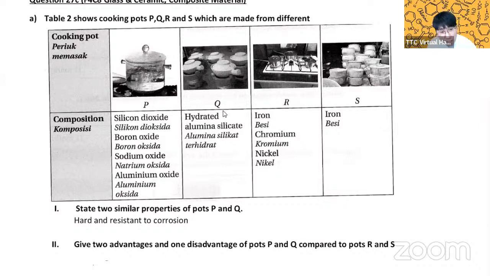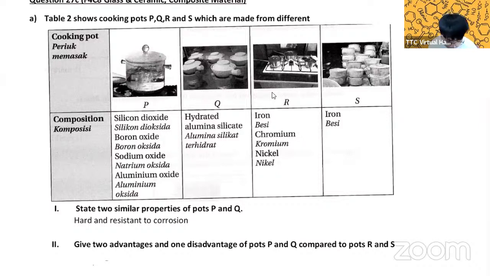Just now you all told me it's hard. P and Q are hard. R and S are not as hard. But at the same time, they each have their own benefit and disadvantage. P and Q are hard but brittle, which means if you drop it, it will crack and break into pieces. R and S are not as hard as P and Q, but when you drop them, they will just dent. They won't crack.